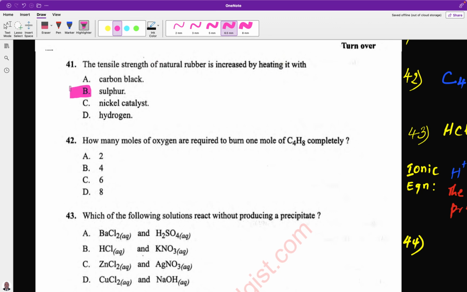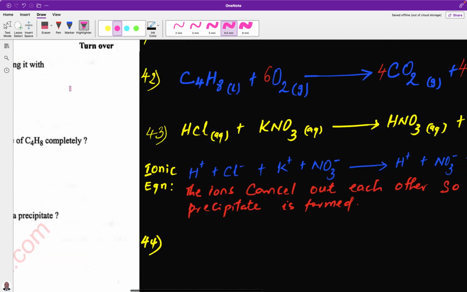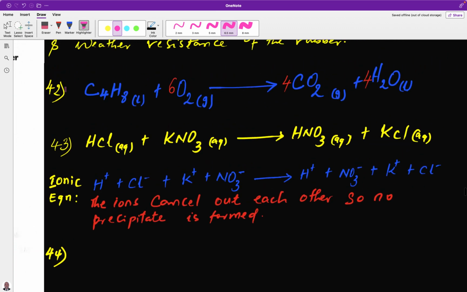Question number 42. How many moles of oxygen are required to burn 1 mole of butane completely? Well, this is a calculation, and let me show you how you can do this.